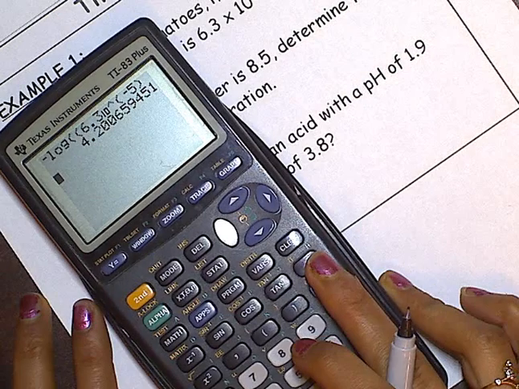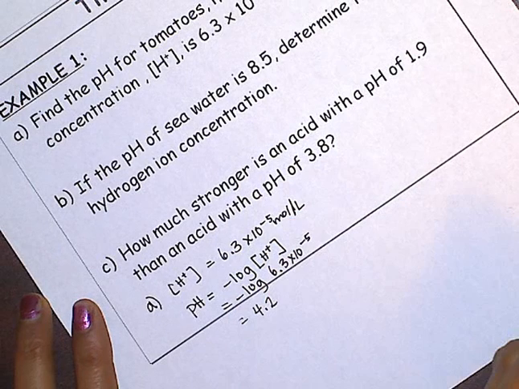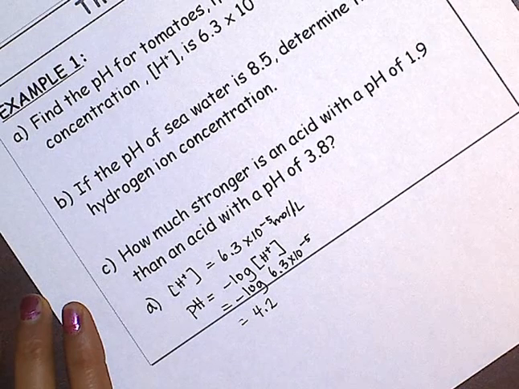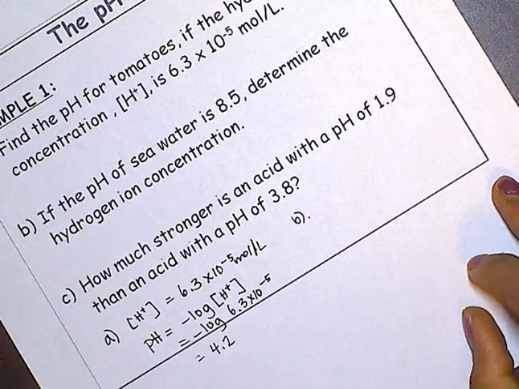So my pH value is going to be 4.2. Okay, and the second part of the question is: if the pH of seawater is 8.5, determine the hydrogen ion concentration.